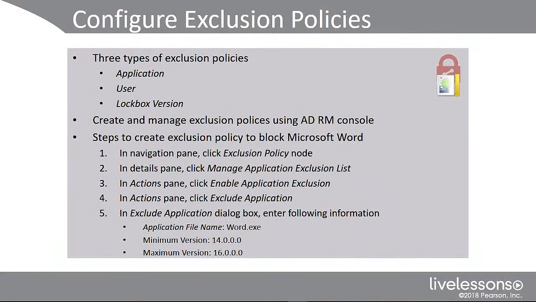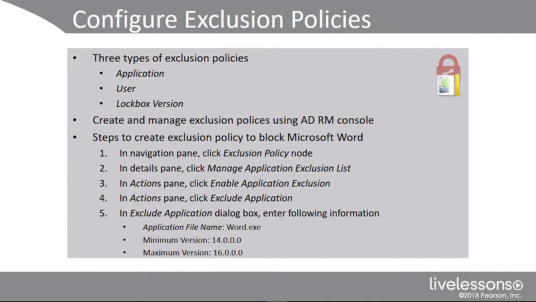And we have the option of configuring exclusion policies, and we have 3 types of these. We have the application, the user, and then we also have the lockbox option. The application allows you to block specific apps. Again, we'll pick on Microsoft Office Word. The user enables you to name specific users that you want to exclude, and the lockbox version allows you to block specific client versions. For example, if somebody's running Windows Vista, we could actually exclude those users.